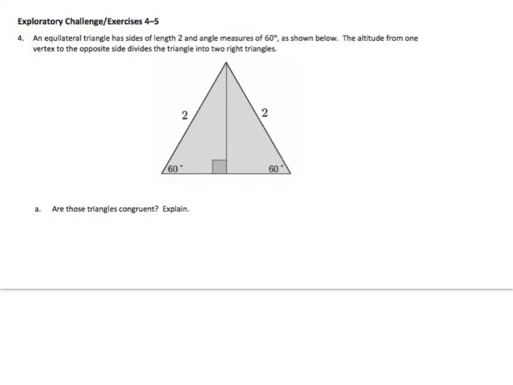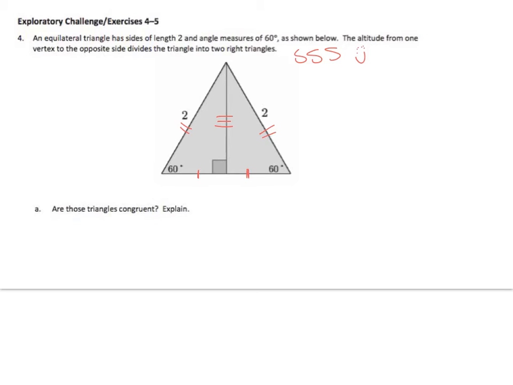Okay, exploratory challenge. Let's look at this. An equilateral triangle has sides of length 2 and an angle measure of 60. As shown below, the altitude from one vertex to the opposite side divides the triangle into 2 right triangles. And just so you know, that means that these are equal, those are equal, and those are equal. We have side, side, side. Oh, goodness. Right? That was a smiley face.